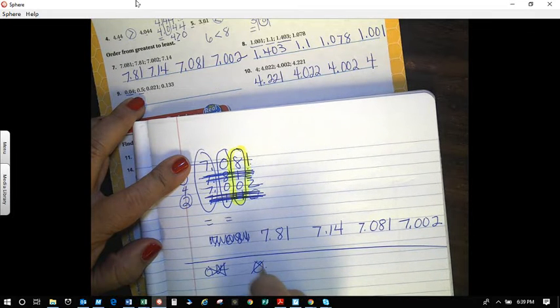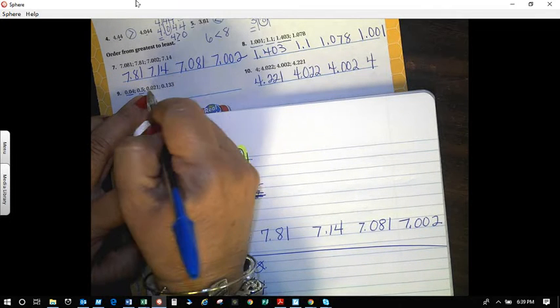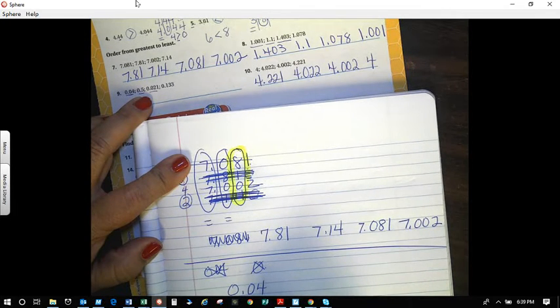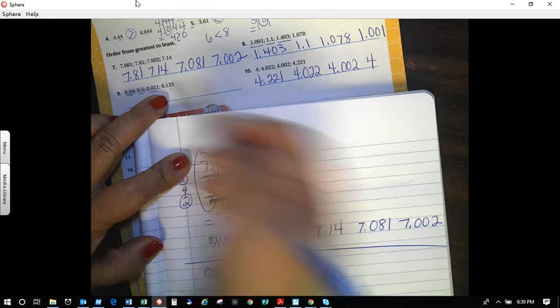I was just going to rewrite those. Let me go ahead and line them up. I have 4 hundredths. I have 5 tenths. The next number is right here, 21 thousandths. And the last one is 133 thousandths.